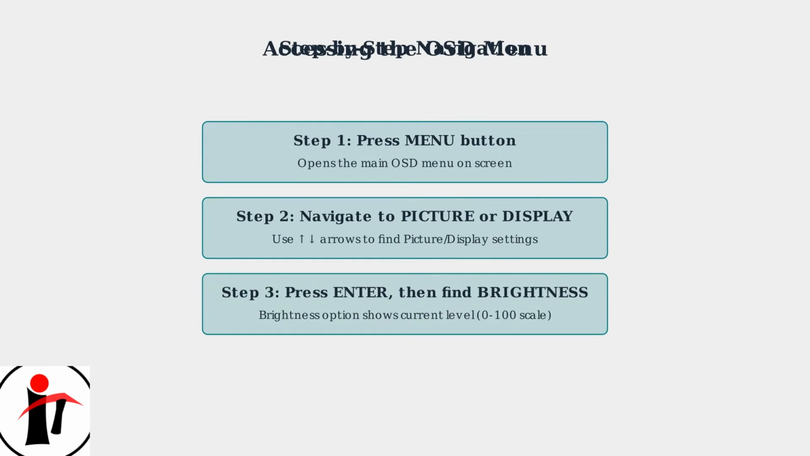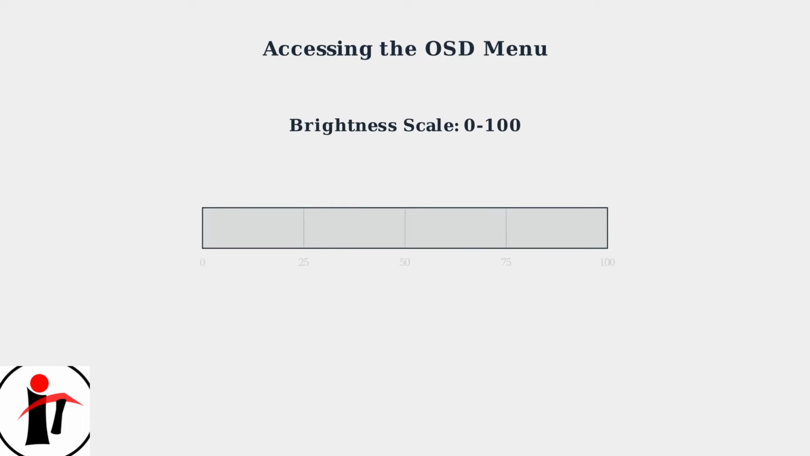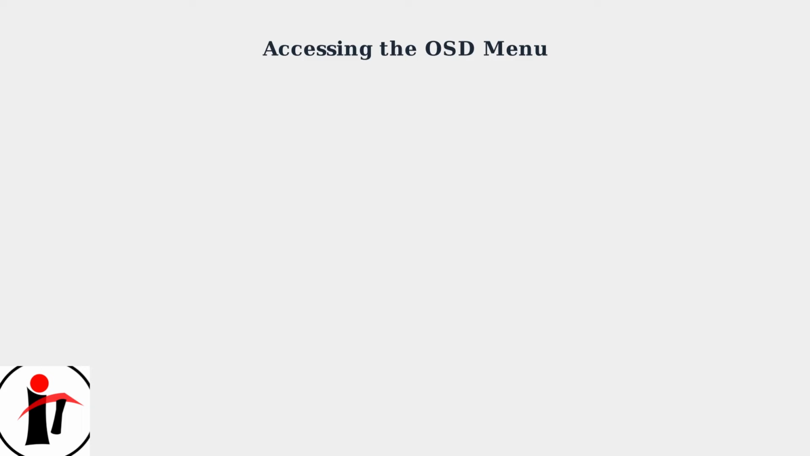Once you've highlighted picture or display, press the enter or select button to access that menu. Inside, you'll find the brightness option along with other picture settings. The brightness setting typically displays the current level on a scale from 0 to 100. This numerical scale makes it easy to see exactly where your brightness is set and how much you're adjusting it.